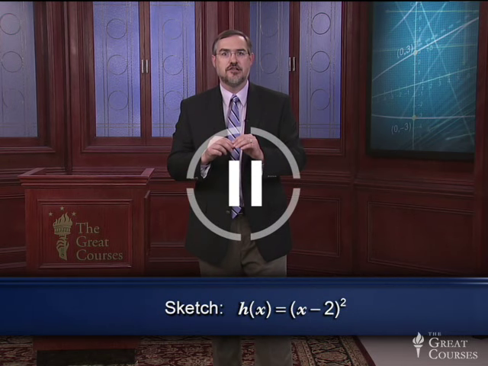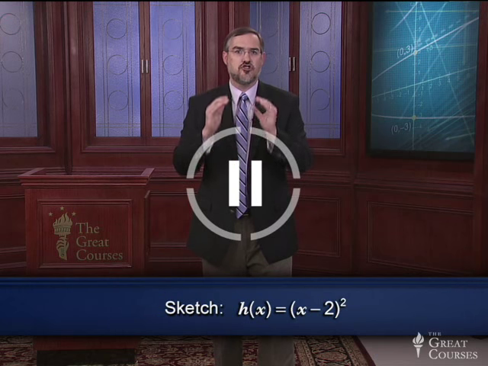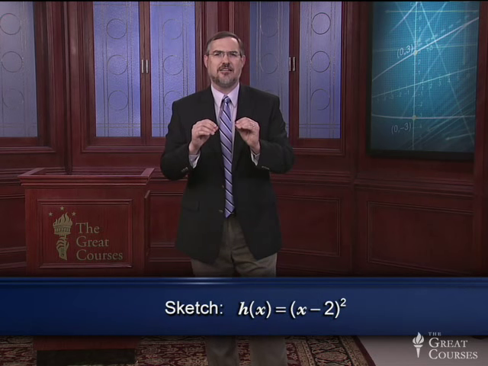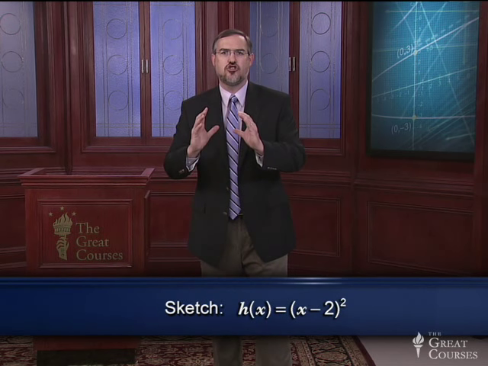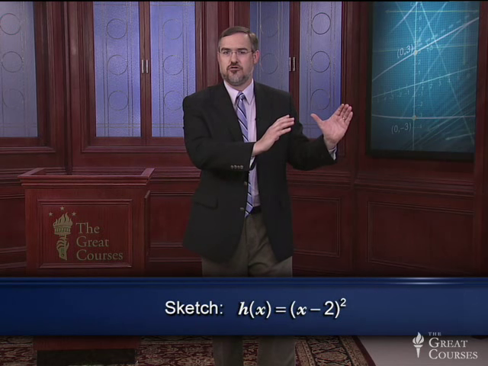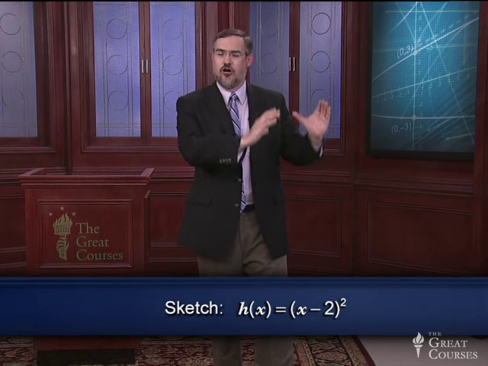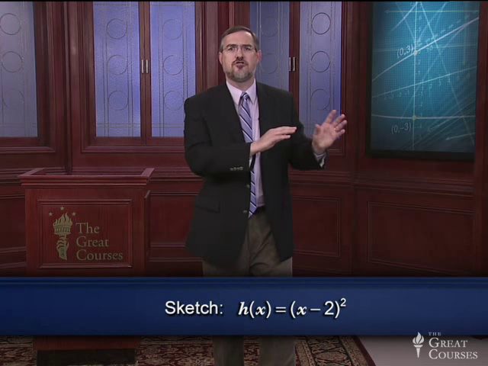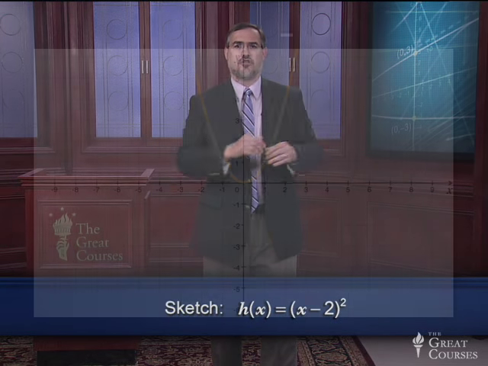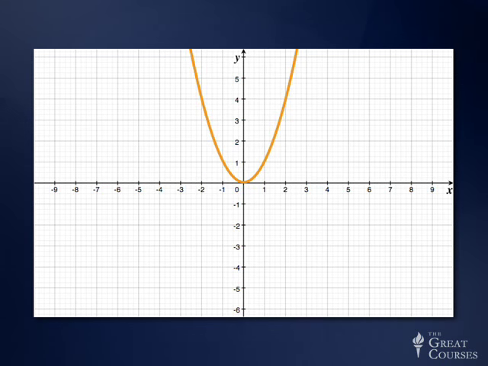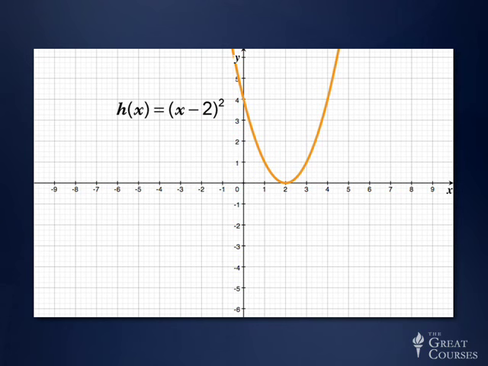Well, the answer is that x minus 2 squared's graph is exactly the graph of x squared shifted to the right 2 units. We don't go up or down at all with the shift. We simply shift to the right 2 units. So if you start at x squared and draw its graph, the vertex going right through the origin, and shift it 2 units to the right, you'll have the graph of h of x equals x minus 2 squared.